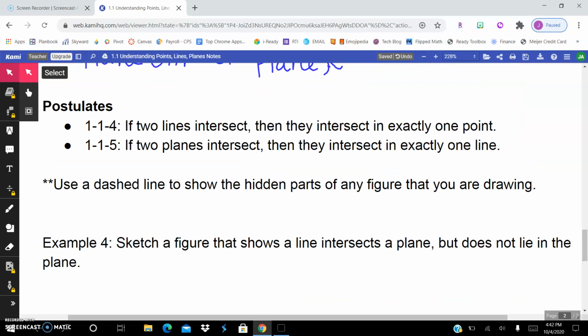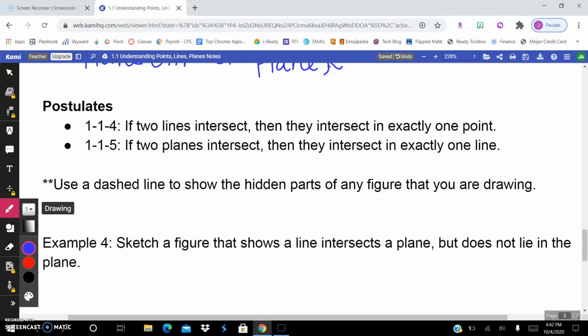Now we have 2 more postulates. 1.1.4 says that if 2 lines intersect, they intersect at exactly 1 point. So if you think about that, I have a line and another line. They can only cross at 1 point. There's no way to draw 2 lines intersecting at more than 1 point. And then 1.1.5 says that if 2 planes intersect, they intersect in exactly 1 line.